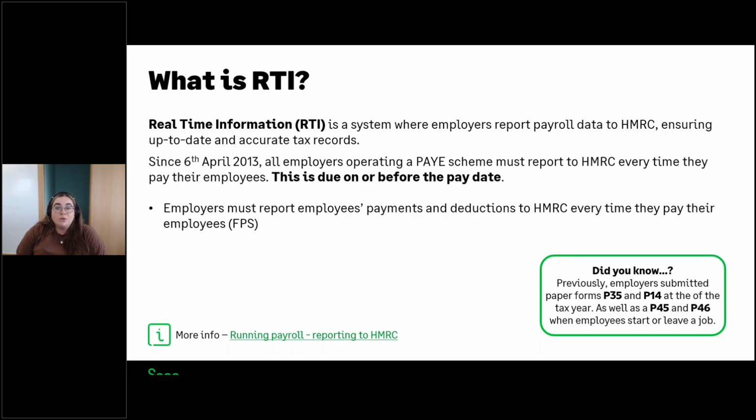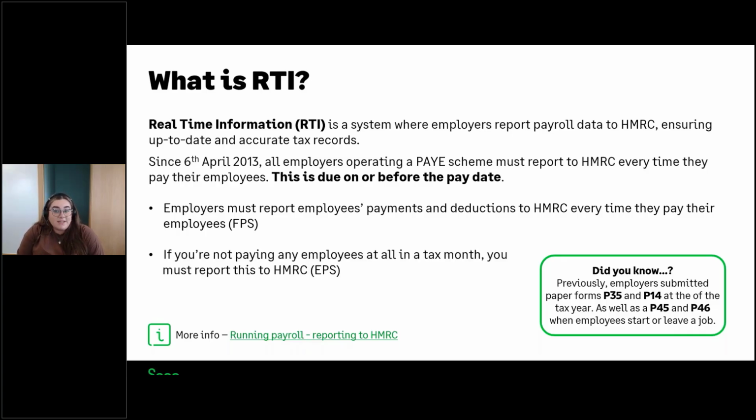Now, employers must report PAYE to HMRC every time they pay their employees, and that's on or before the pay date. And this is called the FPS, or the full payment submission. So if you did a weekly payroll, and let's say your next pay date was the 31st of July, you would have to report the payroll data for that week on or before the 31st of July. And then the same principle applies to all of the different pay frequencies too.